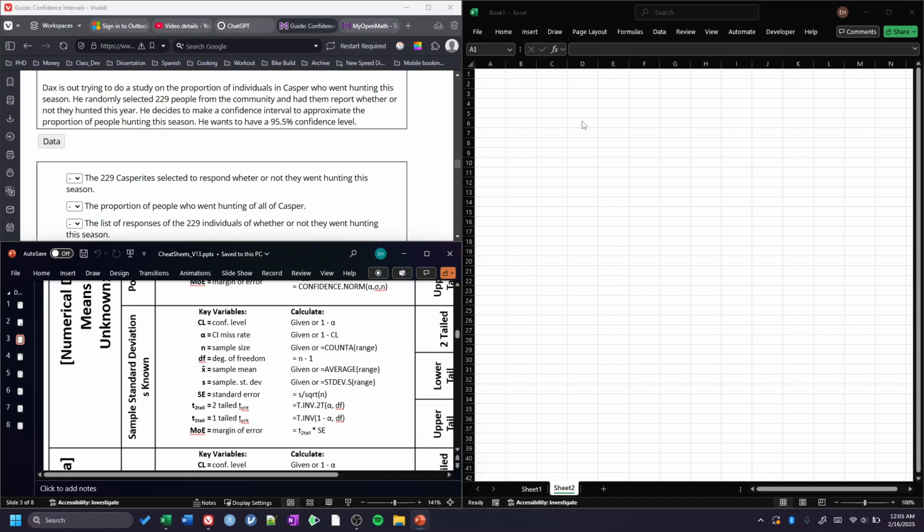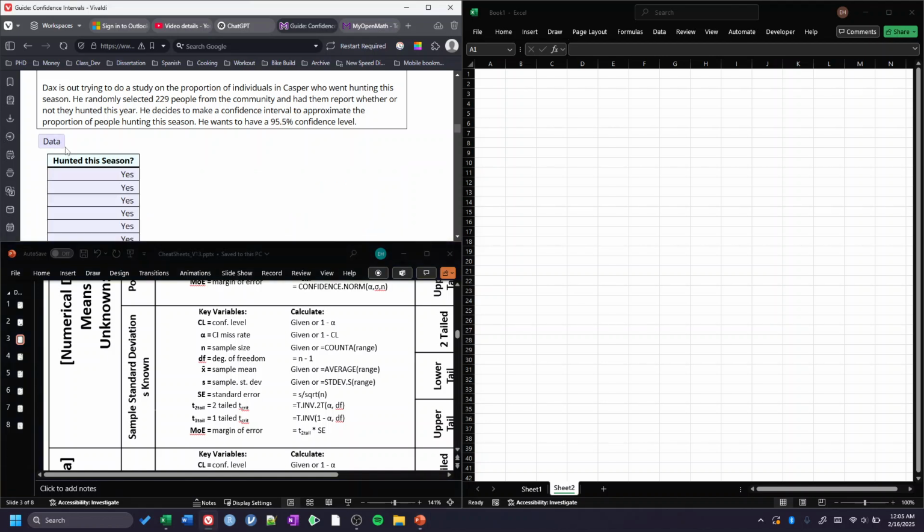It says Dax is out trying to do a study on the proportion of individuals in Casper who went hunting this season. He randomly selected 229 people from the community and had them report whether or not they hunted this year. He decides to make a confidence interval to approximate the proportion of people hunting this season. He wants to have a 99.5% confidence interval.